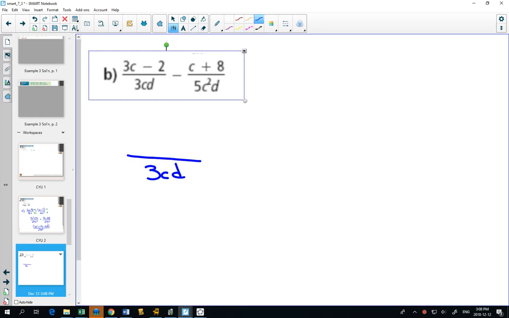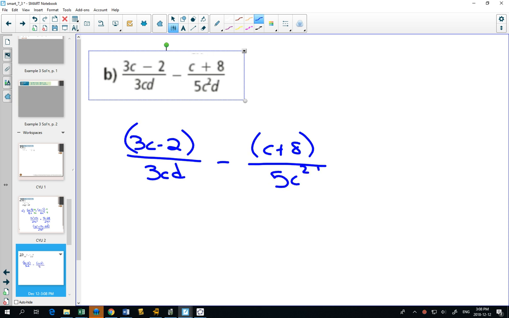Again, I'll rewrite it out. 3c minus 2, that gets grouped together, minus c plus 8 over 5c squared d. This one's extra difficult because we're subtracting. Subtracting is much harder than adding. Okay, look at your numbers. 3 and 5. You'd have to get 15, so I would multiply this one by 5 and 5, and this one by 3 and 3.